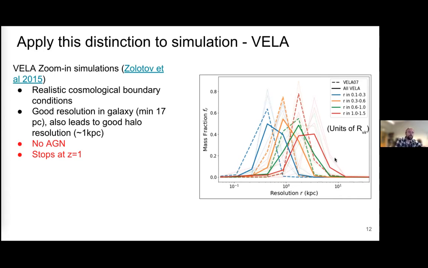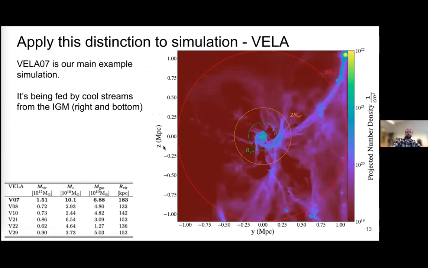A couple things to mention about the VELA galaxies. We don't include AGN here, and that might be important. So we're definitely going to come back to this question and try and answer if any of our conclusions change when we add AGN to a simulation like this, but for now, it's worth keeping in mind. And our simulations only run down to redshift 1 for computational reasons. So that means that it's somewhat difficult to compare directly with observations, but we'll still do what we can with it. So here's what the picture of the galaxy looks like.